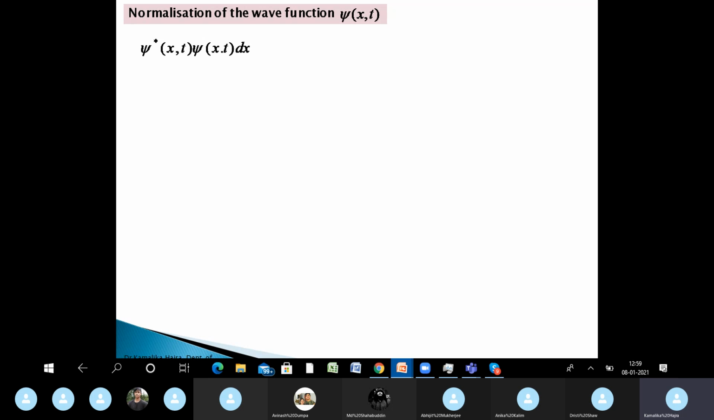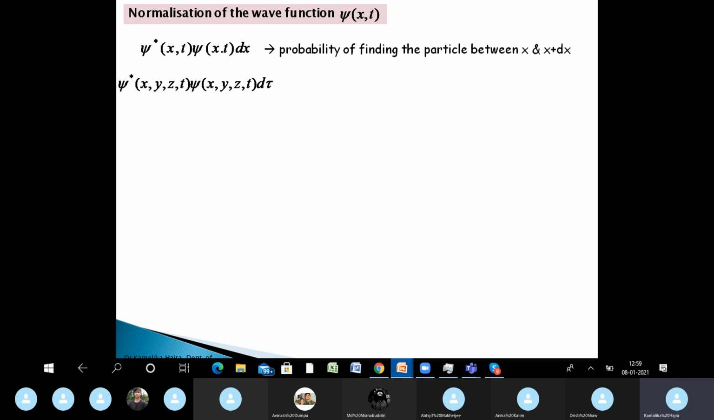Psi star psi means the probability of finding the particle between x and x plus dx. We discussed Born interpretation in some detail. In 3D, this becomes psi star psi d tau. So psi star psi dx is the probability of finding the particle between x and x plus dx. Psi star psi d tau is the probability of finding the particle between a volume tau and tau plus d tau.